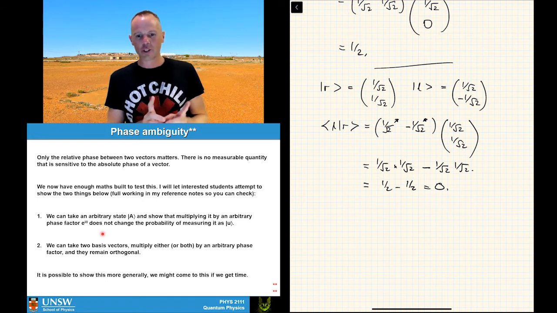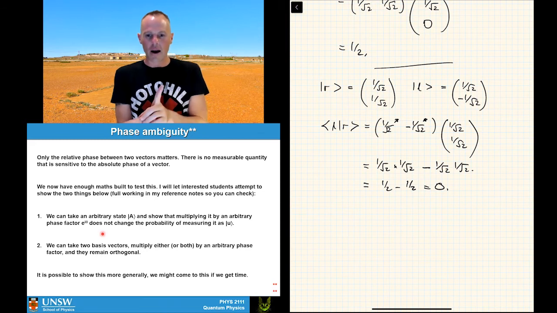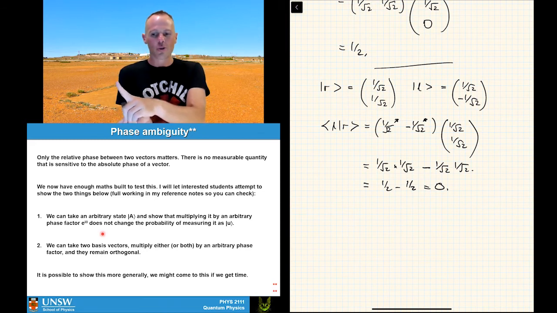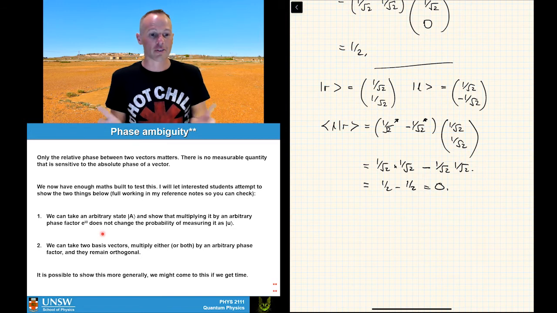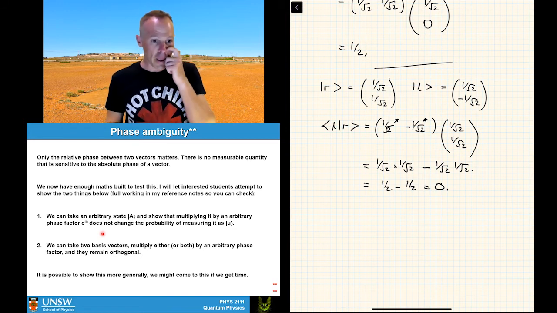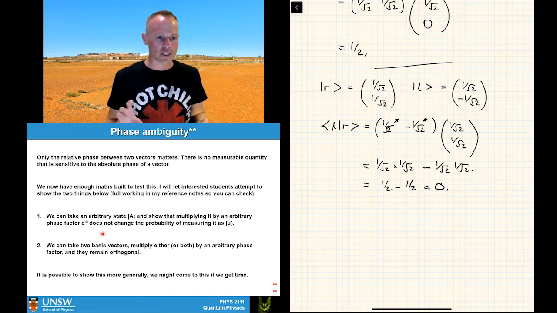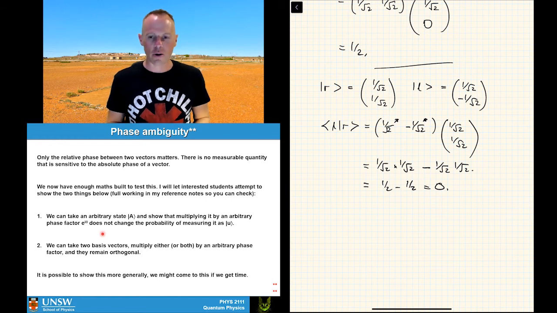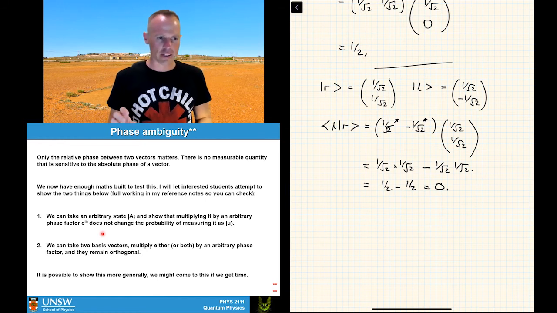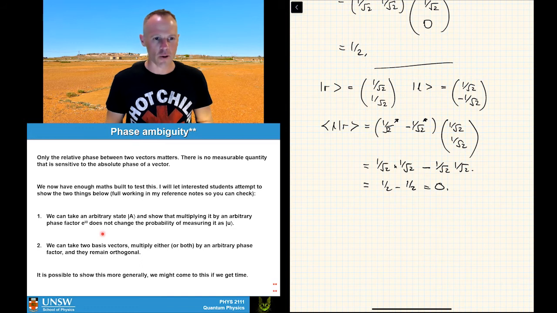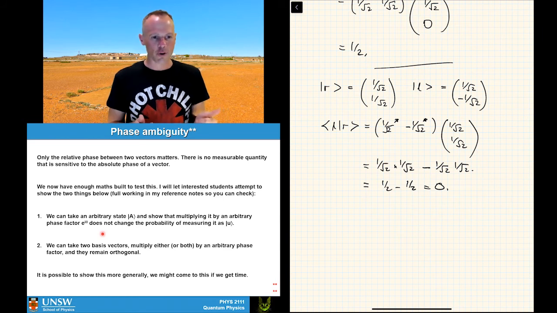And then the second one, what you can do is take 2 basis vectors, multiply them by an arbitrary phase factor, and show that they still remain orthogonal, okay? Kind of an advanced point, so I don't want to go into it too much, but I know some students are always looking for a little bit extra to have a play with, so I'll let you have a go with that, and if you want, you can discuss it with me separately outside of lectures. Okay, so that's the first point.